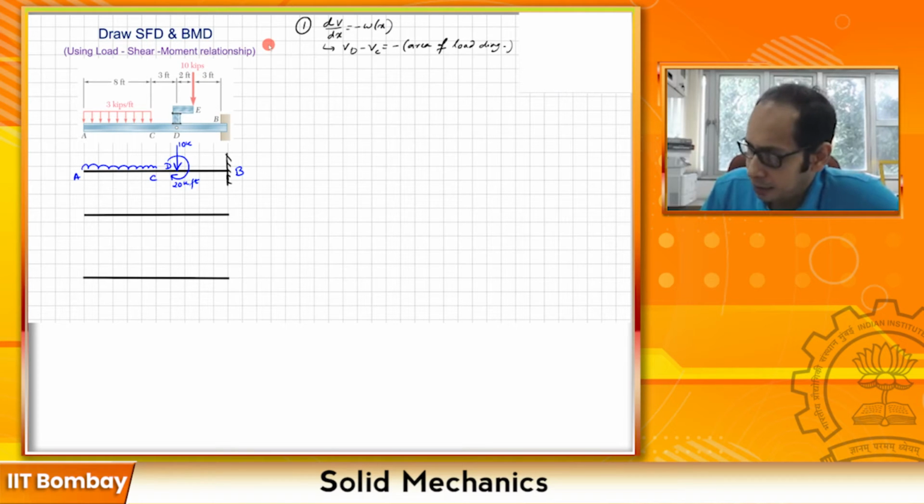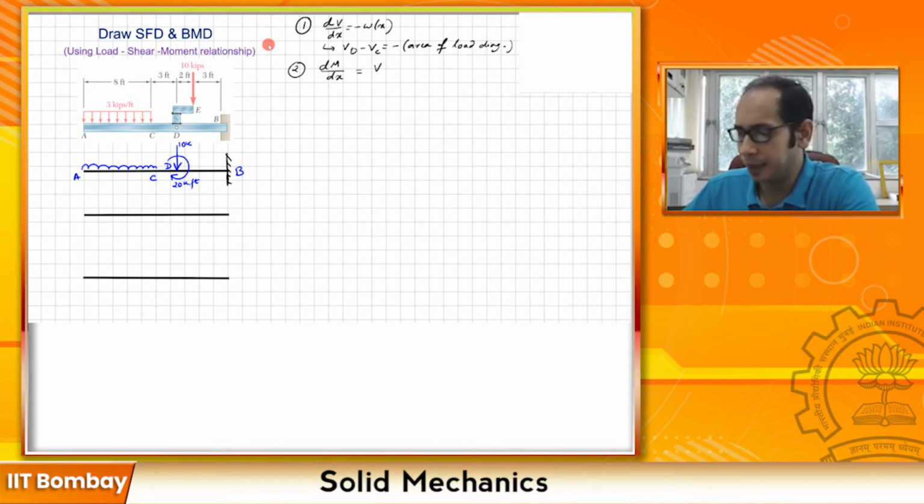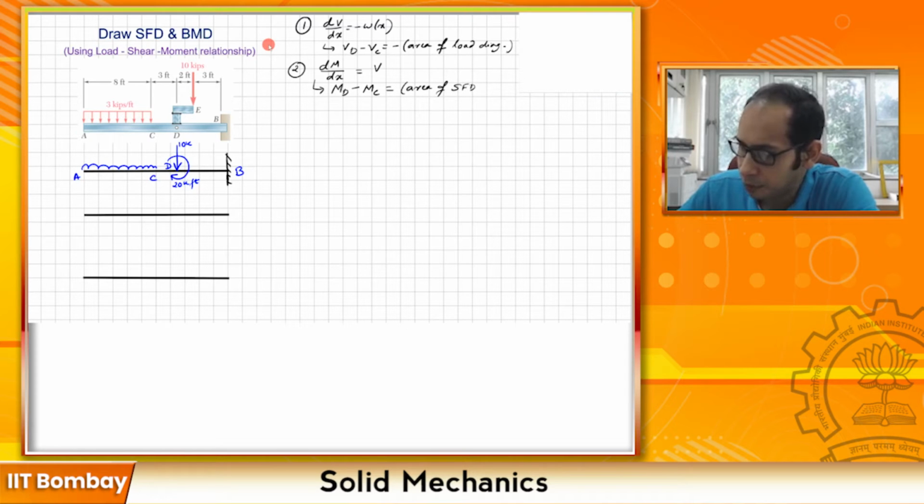And the second relationship was dM/dx equals V, and that also leads to a similar relationship as before, when you compare it with the loading: M_D minus M_C was the area of the shear force diagram. Now you must remember that the area of the loading diagram is between C and D, and this is also between C and D, because you're calculating the difference of the shears and the moment between those points. So between C and D.